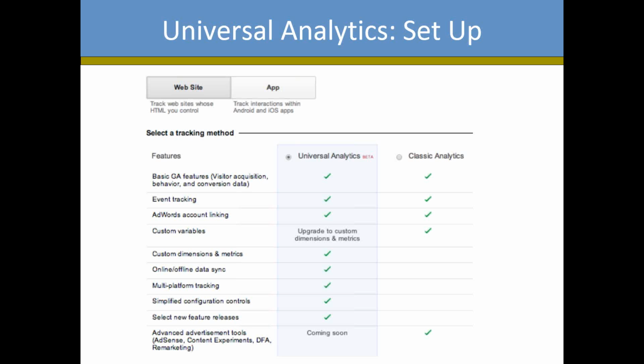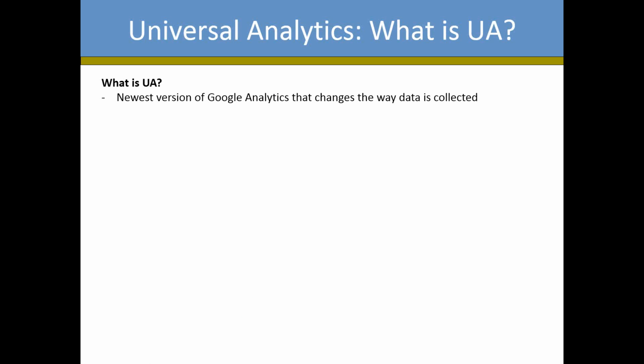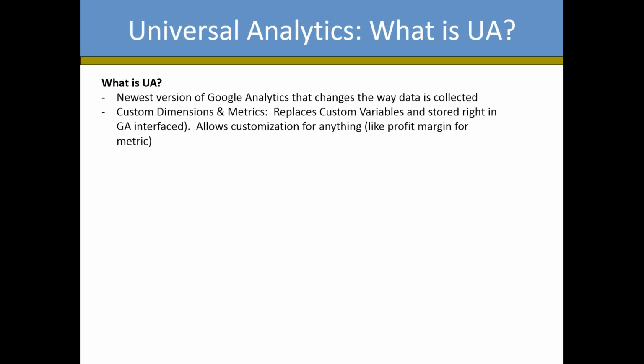AdSense and DART for advertisers and remarketing, and the content experiments that we talked about, are not supported under Universal Analytics. So what is Universal Analytics? It's a broad term. As I said, it's the newest version of Google Analytics that changes the way the data is collected completely. The custom dimensions and metrics take place inside of the tool. It really replaces the custom variables that were part of Google Analytics Classic, and the stuff is stored right inside of the Google Analytics interface, and it allows for customization of new dimensions.